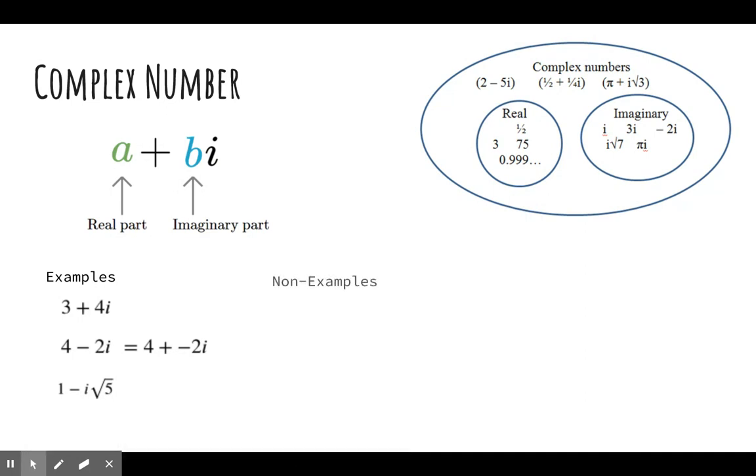Now for some non-examples. These are not written in the correct form of a complex number. So if you had 4i plus 7i, that is not in the correct form. You have an imaginary plus an imaginary, which would not be a complex number. That's really just an imaginary number. If you have 3i plus 2, again, this is not in the correct form because a complex number must be in the form a plus bi.